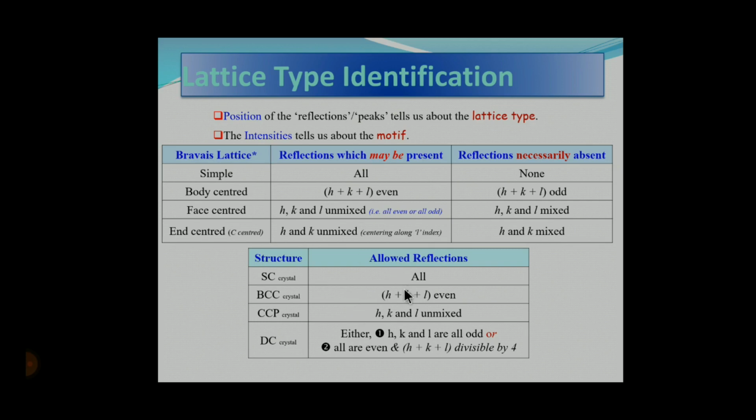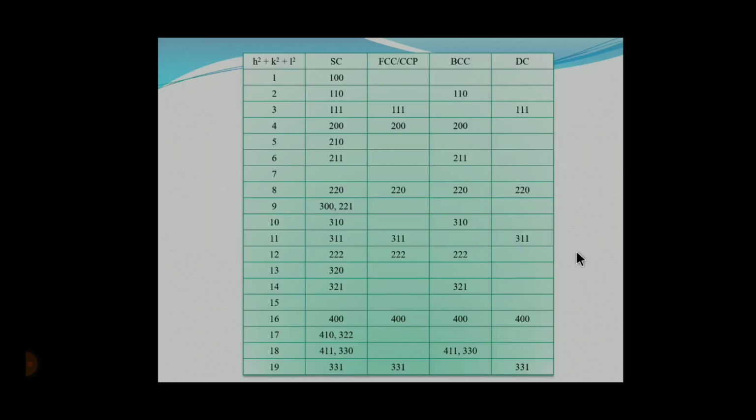That means different tetrahedral structures stacked with each other, forming a cubic structure. That is called diamond cubic crystals. So this shows all the possible or allowed reflections in the case of different crystal structures. As you can see here, the simple cubic structure allows all the possible reflections, except here you can see for 7, there are no reflections at all.